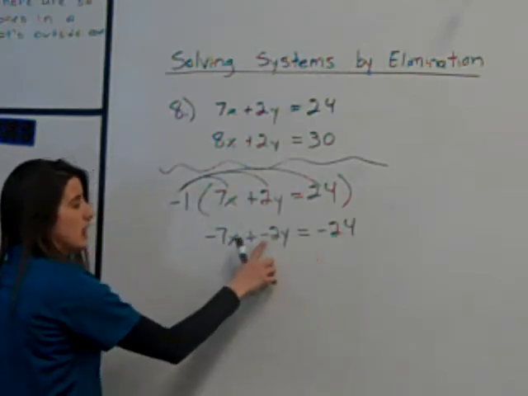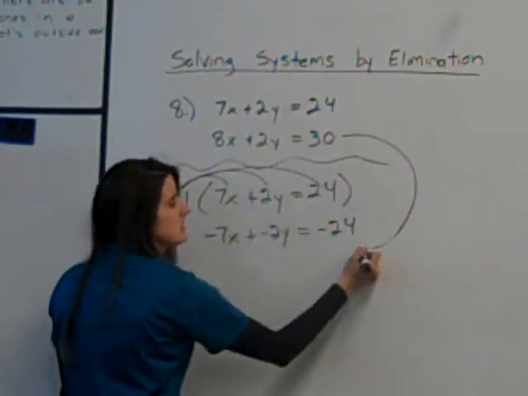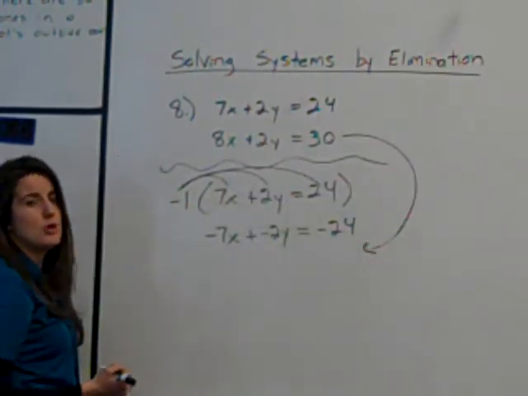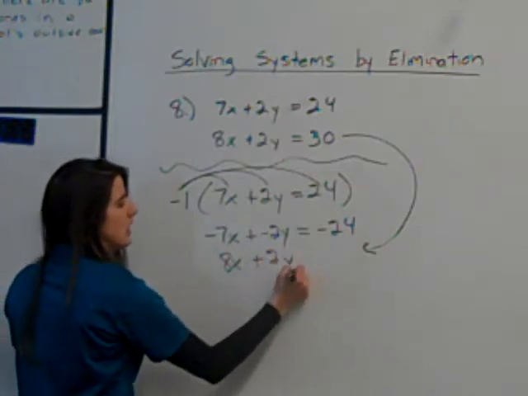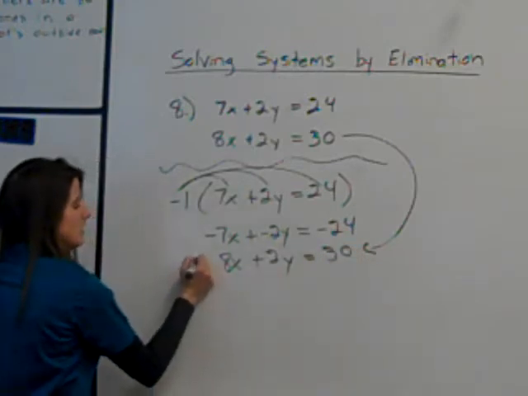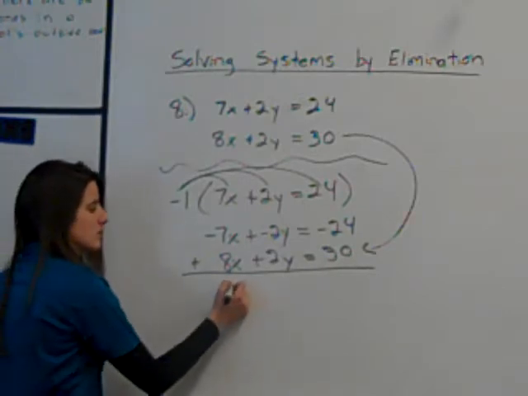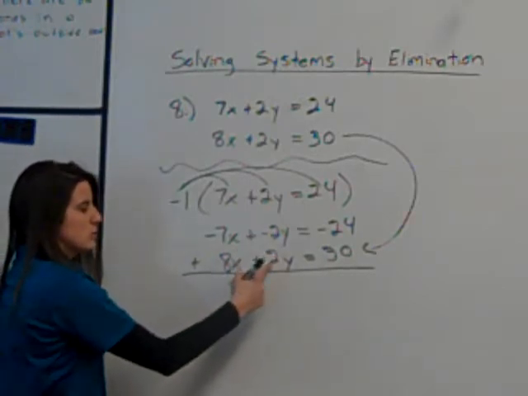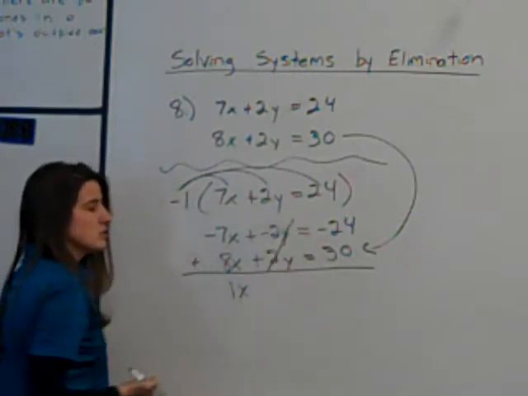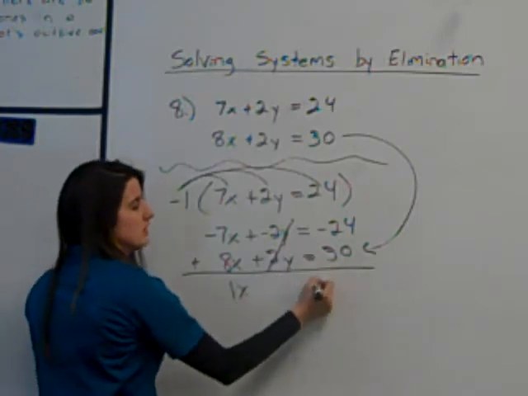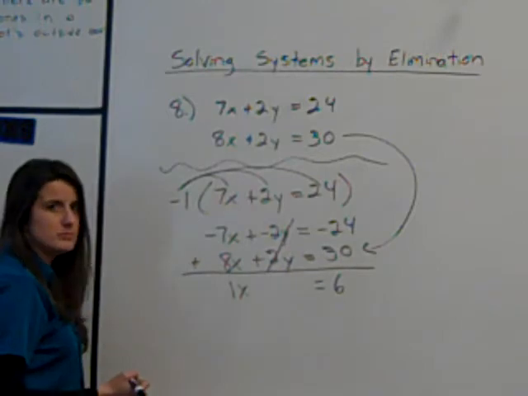Then from here, now I have negative 2y and a positive 2y, so I'm going to take this second equation and write it down below, and then I can add the two equations together. So 8x plus 2y equals 30, and if I add vertically, negative 7x plus 8x gives you 1x, negative 2y plus 2y is going to give you 0y, or they're going to cancel out, because 0 times y is 0. And then negative 24 plus 30 will give you 6.